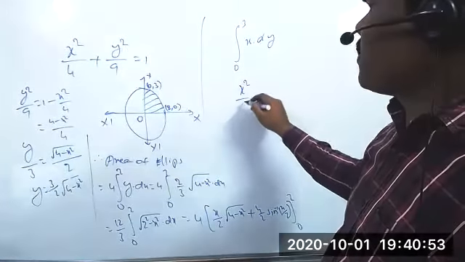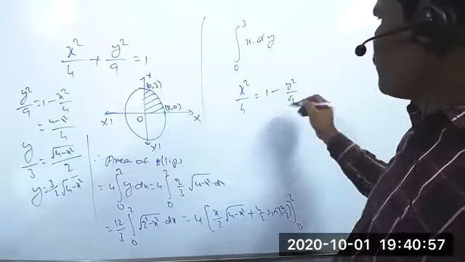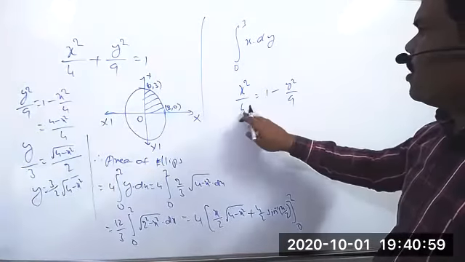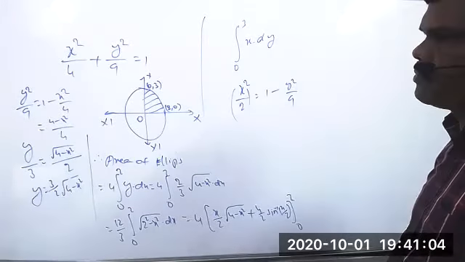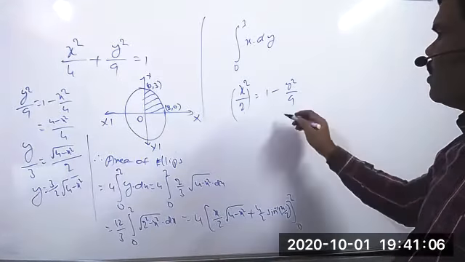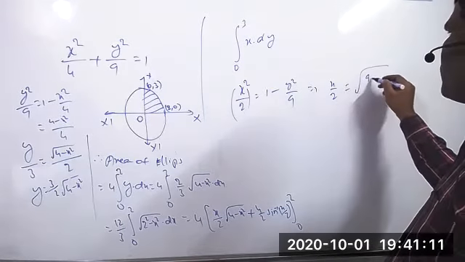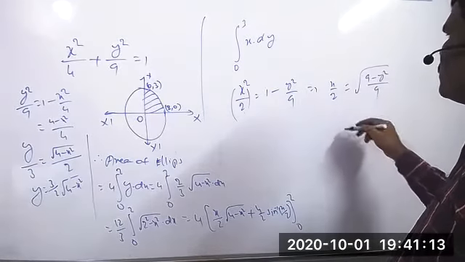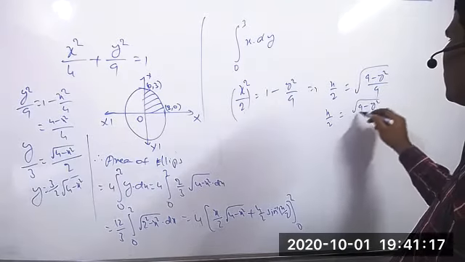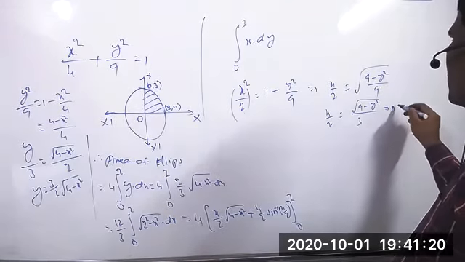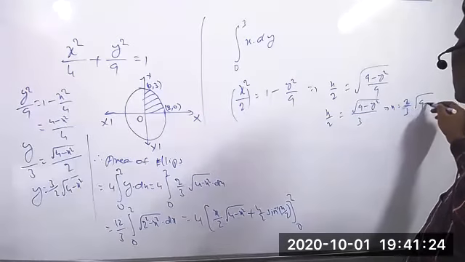So x square by 4 equal to 1 minus y square by 9. Then the 4 here you can write as 2, so x by 2 whole square. So the value of x by 2 equals root of 9 minus y square by 9, which is root of 9 minus y square by 3. So x equals 2 by 3 into root of 9 minus y square.